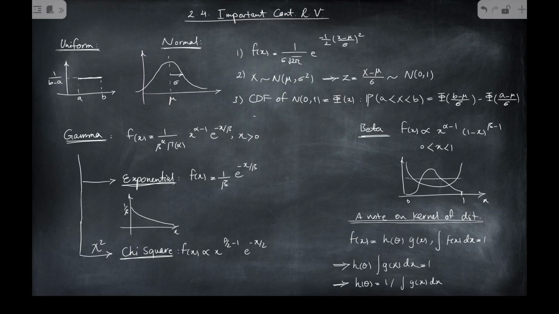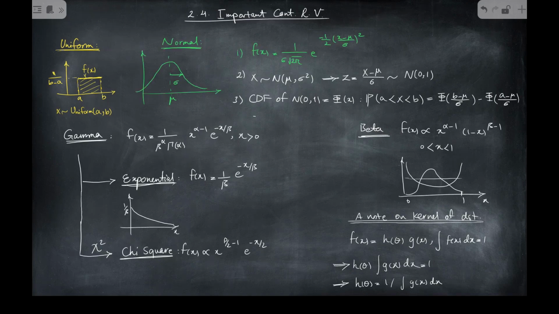Next, I'm going to talk about some important continuous random variables, starting with uniform. Uniform is the simplest one. X is uniform between A and B. And because it needs to integrate to 1, this area, you need to have a height of 1 over B minus A for the whole area. You can remember that this is my f of x.